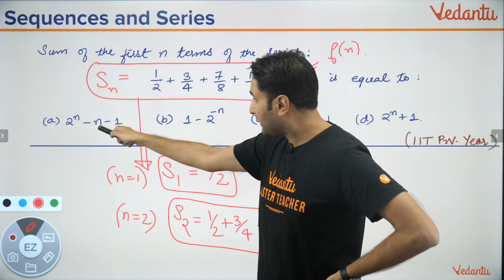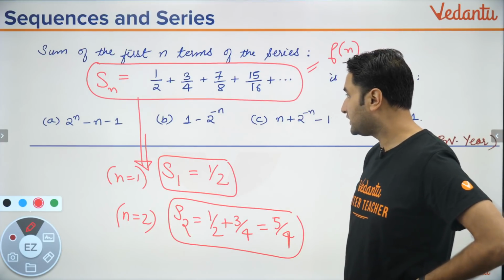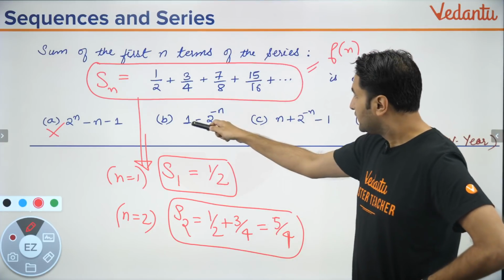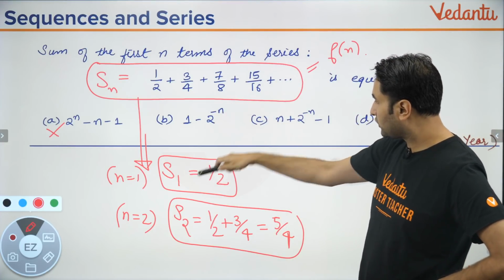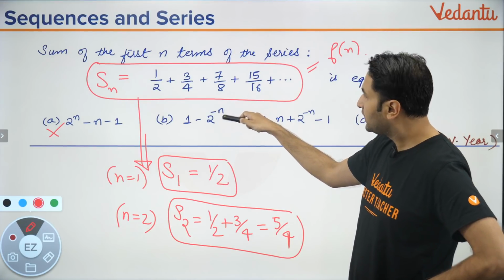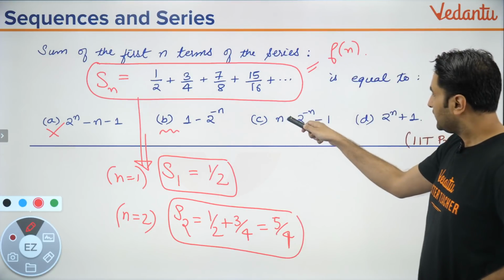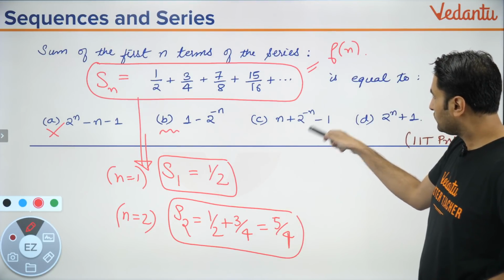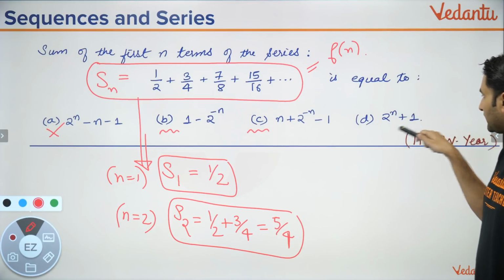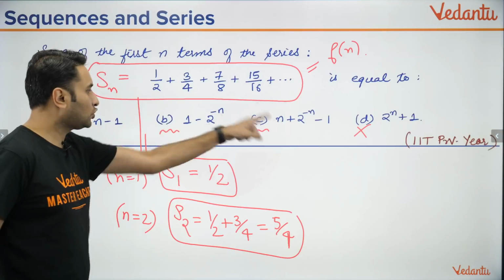2 minus 1, 1 minus 1, 0. Now this is not the option. ये तो option हो ही नहीं सकता, wrong, right? 1 minus 2 raised to power minus n, n को 1 put करो, I am putting n is equal to 1. 1 minus 2 raised to power minus 1, half. Yes, this can be the option. 1 plus 1/2 minus 1, ये भी half आ रहा है. This can be the option. 2 plus 1, wrong. This cannot be the option. So when you put n is equal to 1, you got 2 options correct.